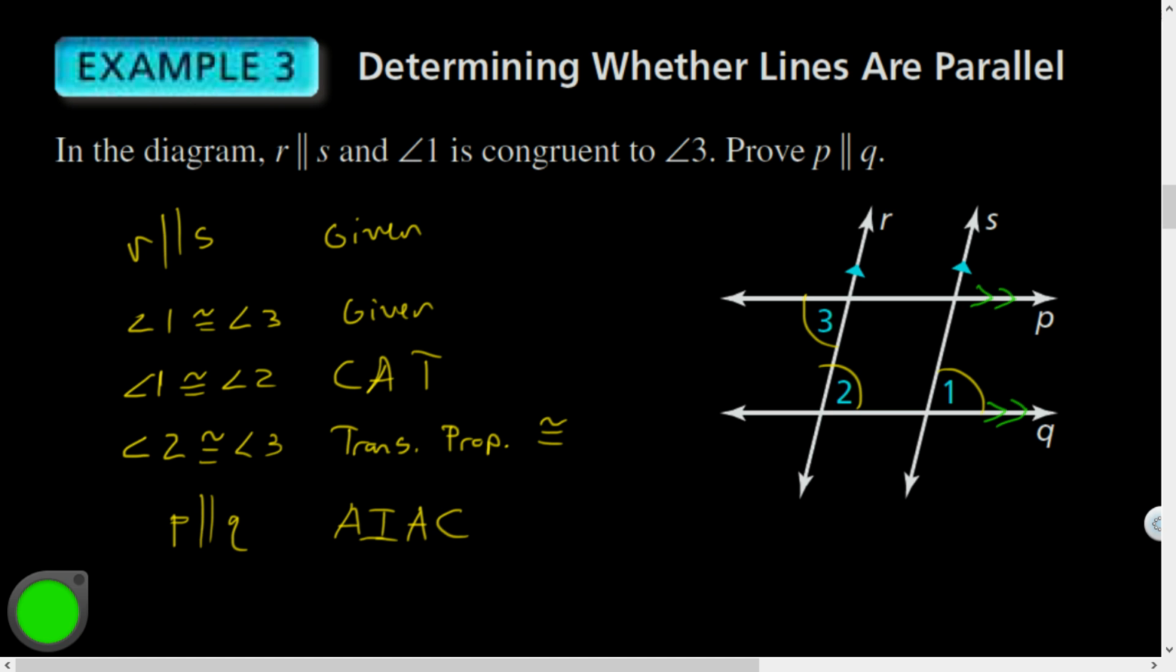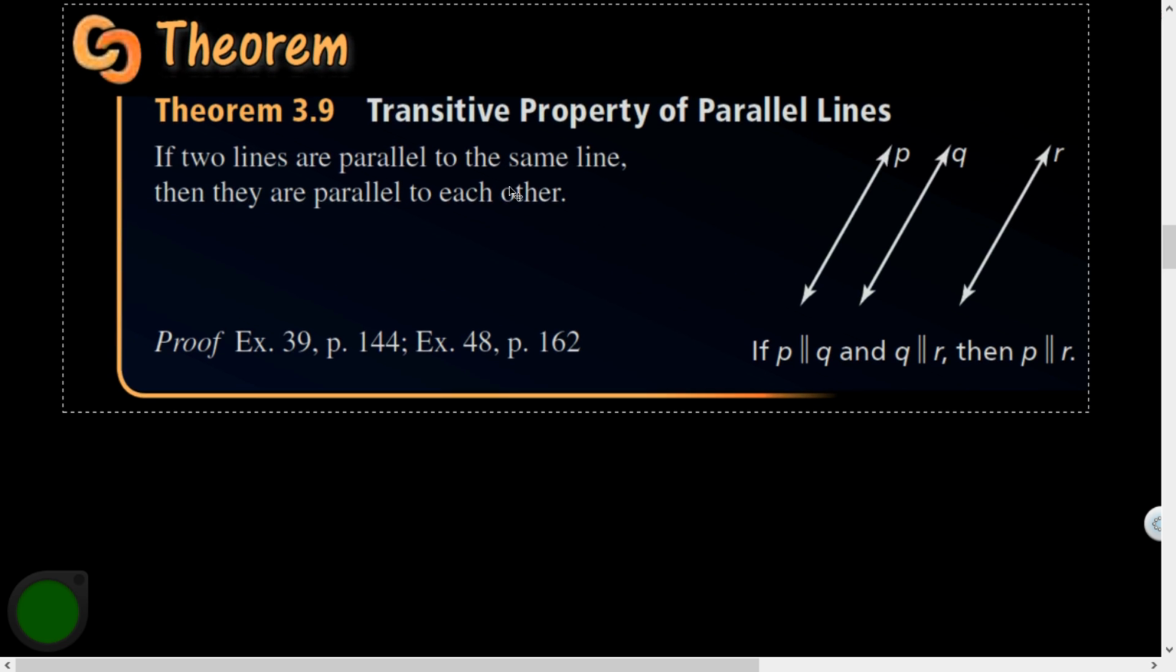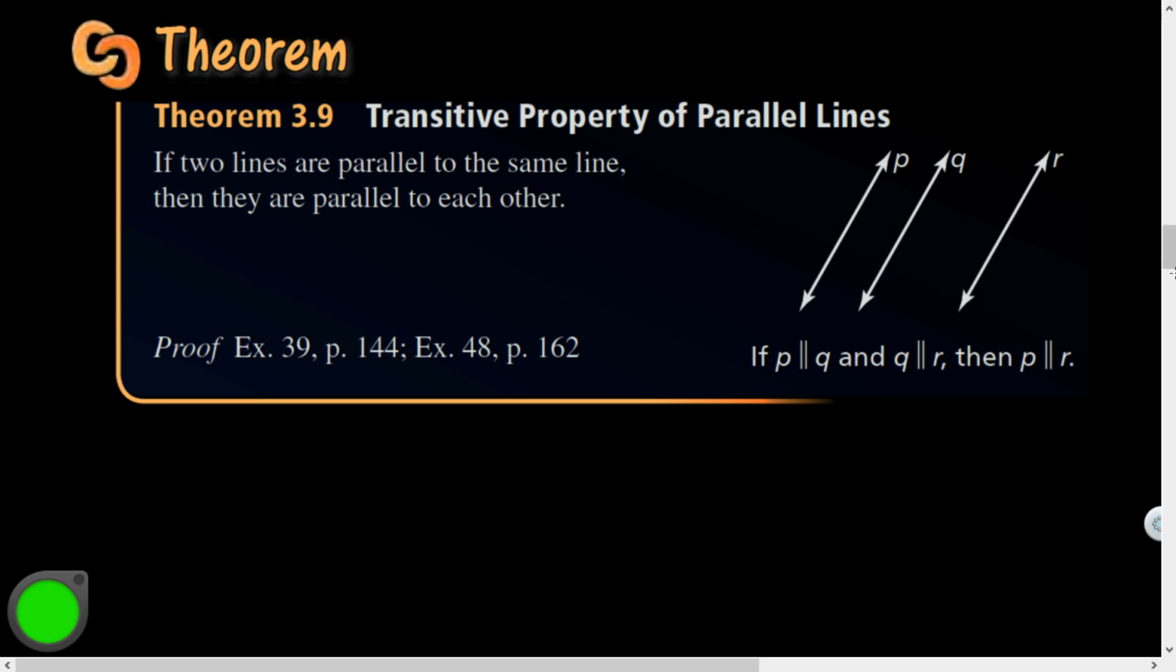Let's keep going. Ooh, guys, you're going to love this. Oh, man. Here we go. Theorem 3.9. You didn't even know this was possible. Theorem 3.9, transitive property of parallel lines. Look at this. Don't you love this? You love this. Oh, man. Wow. This is amazing. I'm so happy. Aren't you happy that this exists?